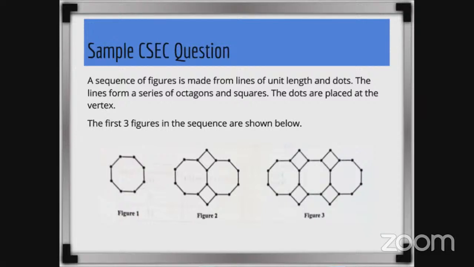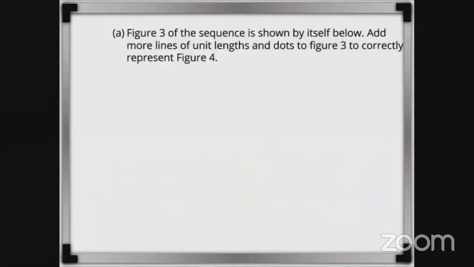So if I asked you to tell me what you think figure 4 would have in it, what would you say? 4 octagons, 6 diamonds. All right. Anyone disagrees or agrees with him? You can raise your hand or put up a yes or something in the chat.